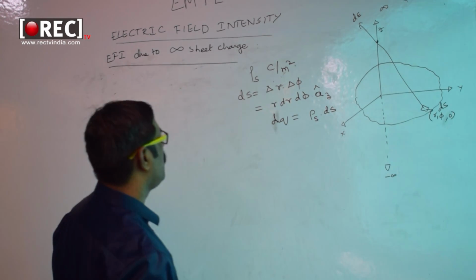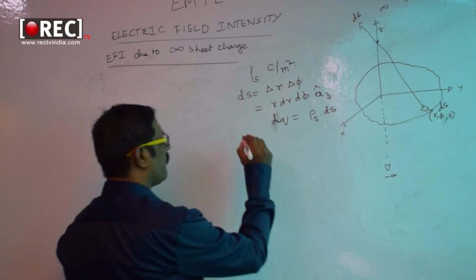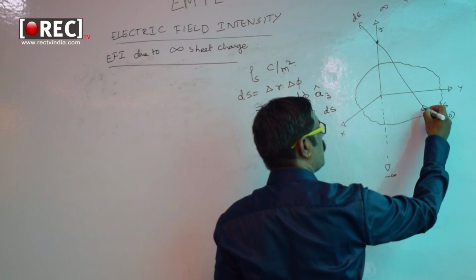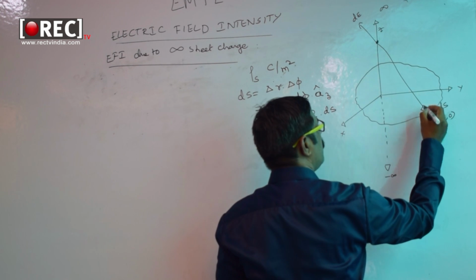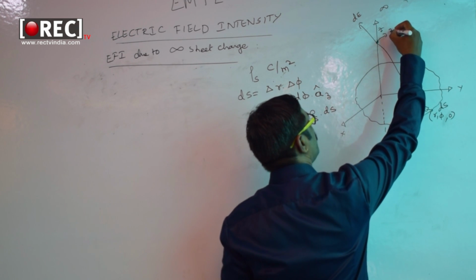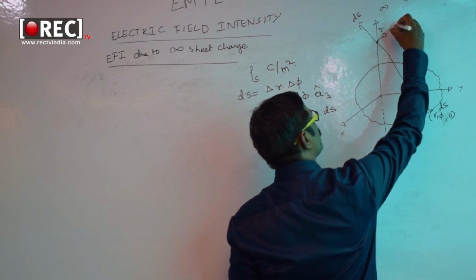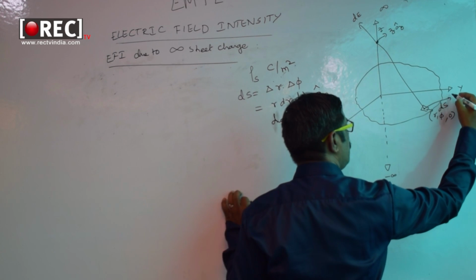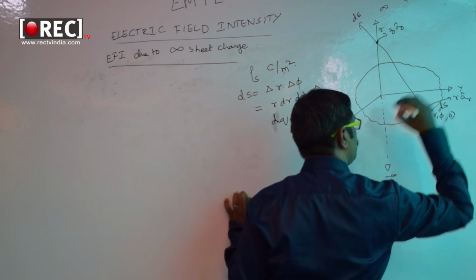Now coming to the unit vector. So the unit vector would be, this point is the second point and this point is the first point. So this is z into az cap, the position vector of this point, and here it is the unit vector r into ar cap.